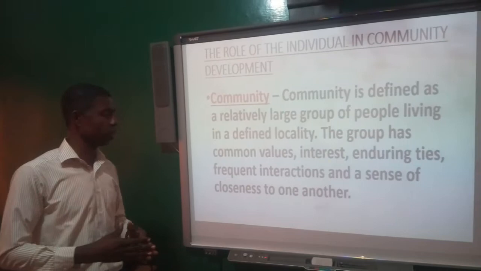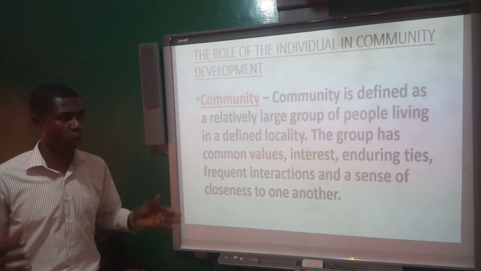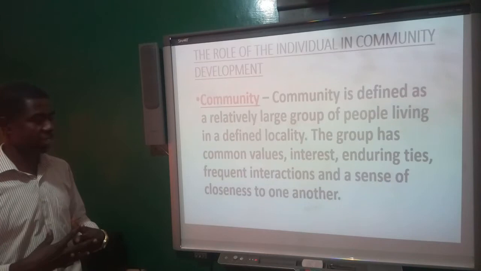So taking them one after the other, for a group of people to live in a particular area, there should be something that binds all of them together. That is what we call the common values. There should be common interests, enduring ties, and then face-to-face interaction and a sense of closeness to one another. Good.